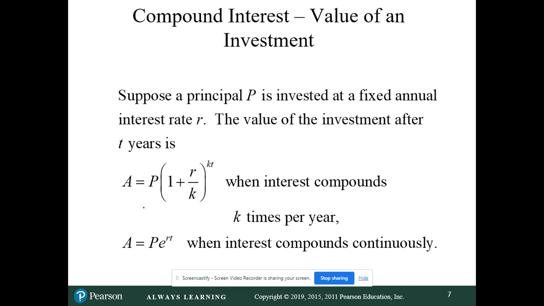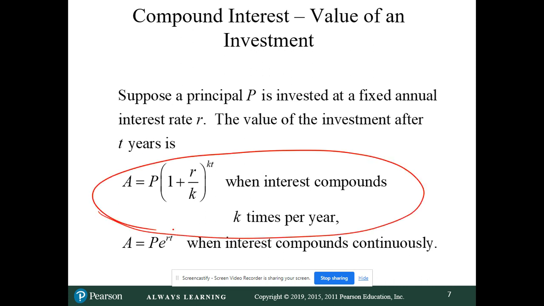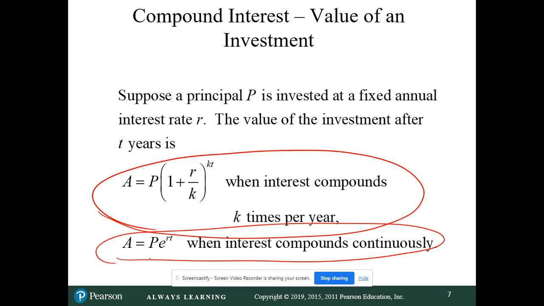Okay, so this is compound interest. This is continuous interest. A equals P e to the RT power. Principal times Euler's number to the RT power. So you need to know those formulas. So compounded continuously, A equals P e to the RT.